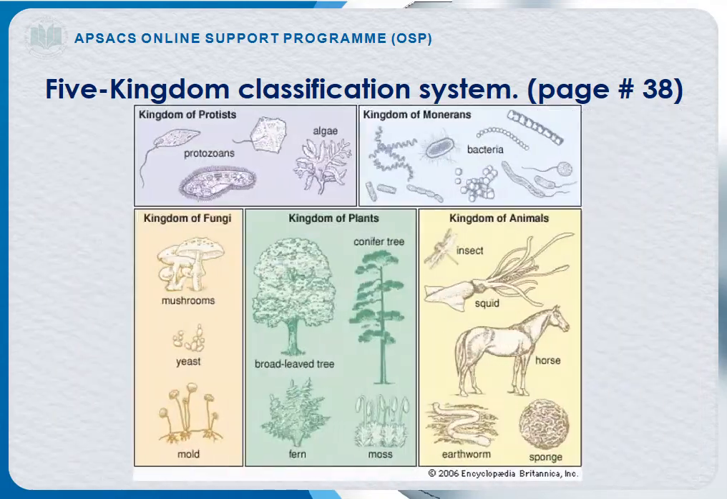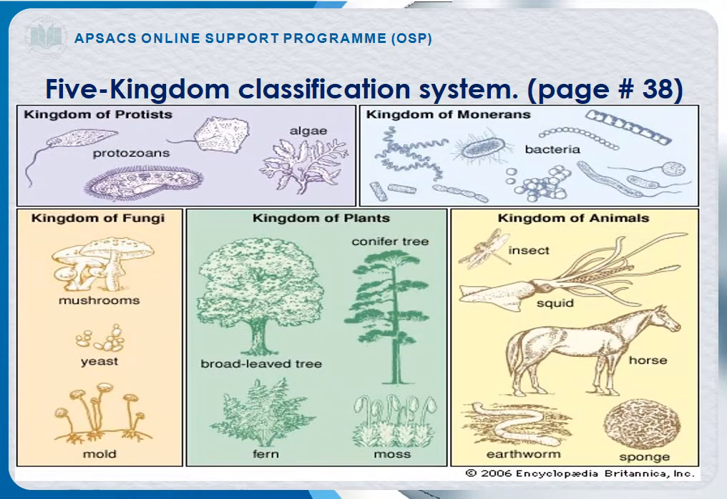These are some examples of the five kingdom classification system. Kingdom Protista, examples are protozoans and algae. Kingdom Monera, the best example is bacteria. Kingdom Fungi, the best examples are mushrooms, yeast, and mold. Kingdom Plantae, broadleaf tree, fern, moss, conifer tree. Kingdom Animalia, insect, squid, horse, earthworm, sponge.